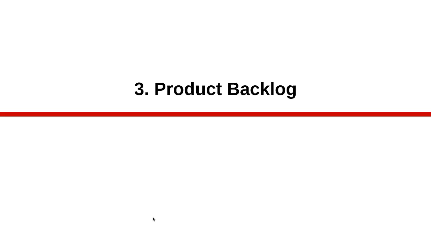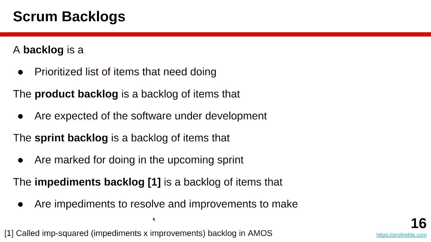Now that we have a product goal, and now that we also have a language in form of the terms of the application domain, we can talk about the requirements for the software, which is what we put into the product backlog. Scrum has a lot of backlogs.